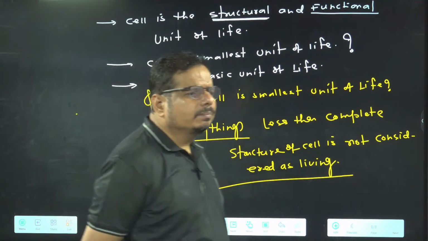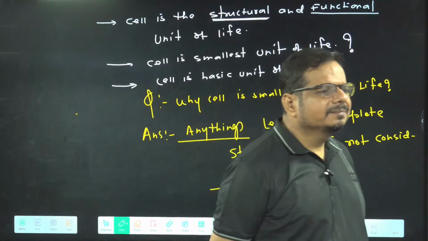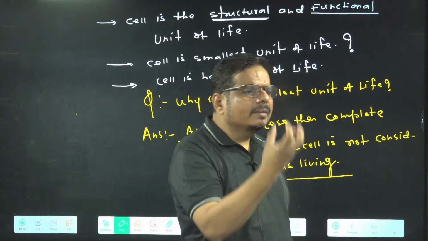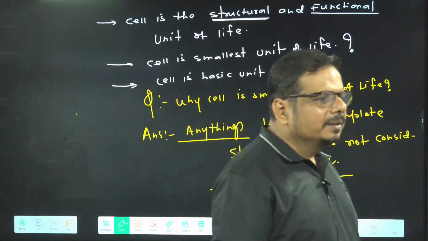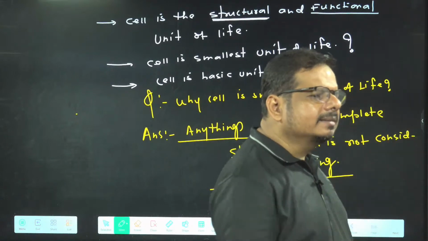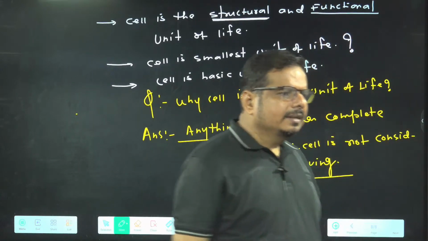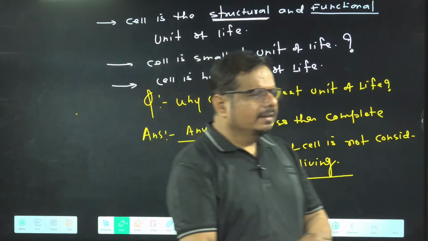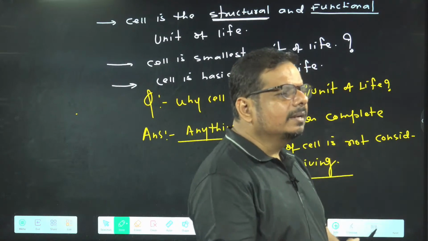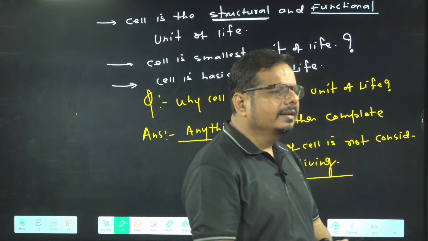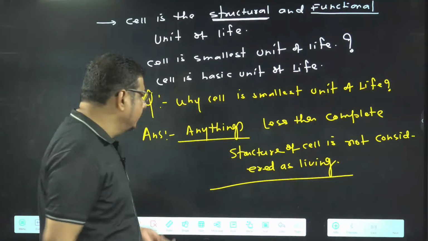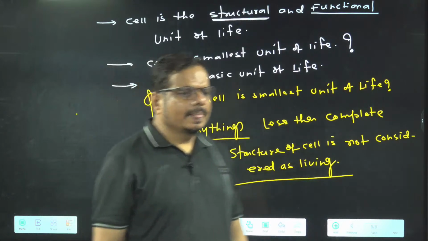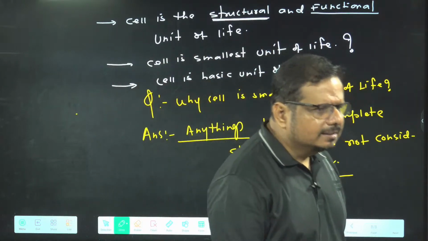So you remove the plasma membrane from the cell. Is it living? No. Mitochondria, is it living? No. Mitochondria don't have an independent existence. Mitochondria show some properties inside the cell, but they can't stay outside. So anything smaller than a cell doesn't have living properties. Getting the idea? The smallest living entity is what? Cell. That is the reason we say the cell is the smallest living entity, because anything less than the complete structure of a cell is not considered as living.